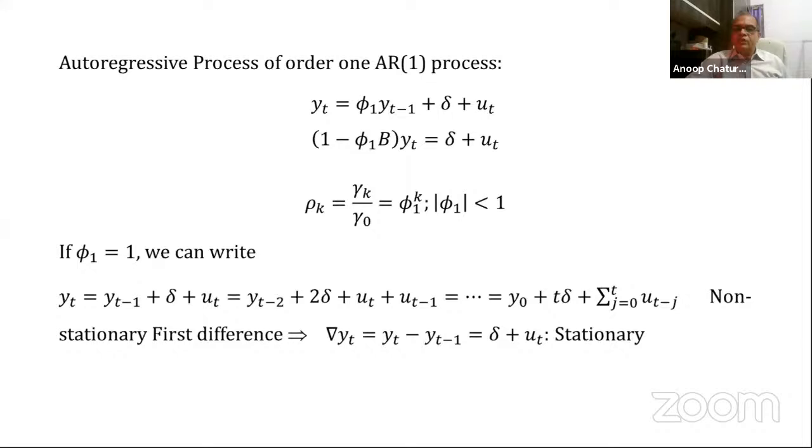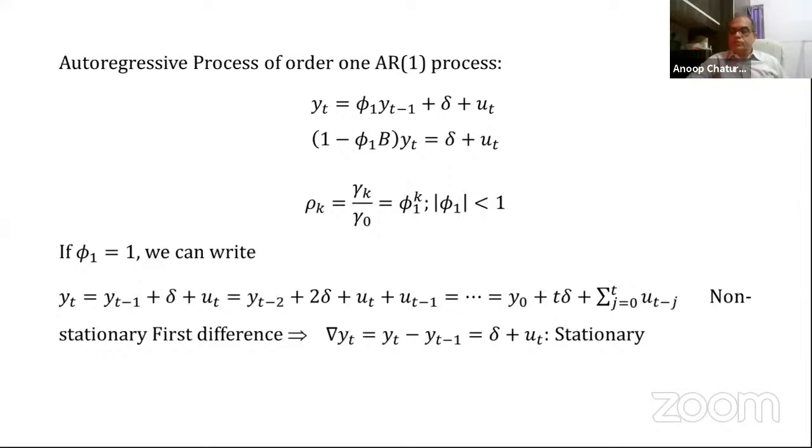I don't have time to go into the details, but I'm just giving you some idea. Say if you take phi1 equal to 1, then yt can be written as yt minus 1 plus delta plus ut. Now you replace yt minus 1 by yt minus 2 plus delta plus ut minus 1. So you get yt minus 2 plus 2 delta plus ut plus ut minus 1, and so on. You keep on going, then ultimately you get y naught, the initial observation, plus t times delta plus summation j equal to 0 to t of ut minus j.